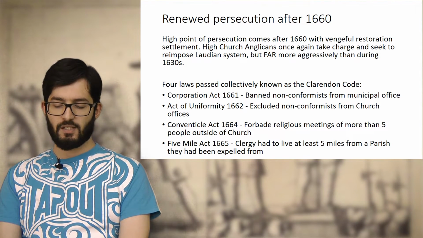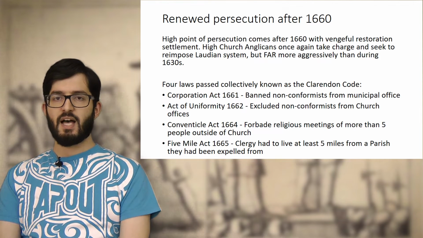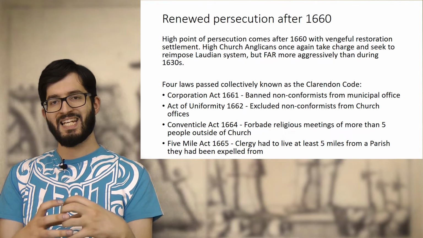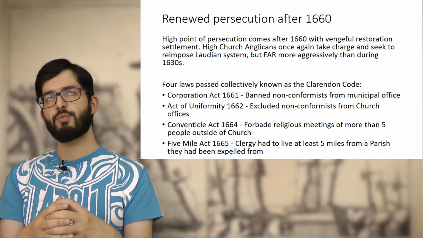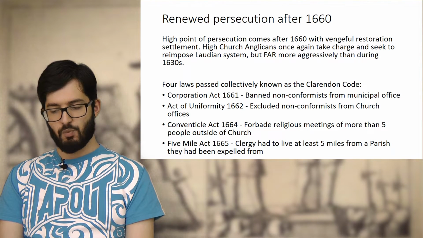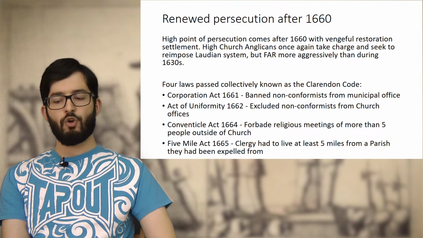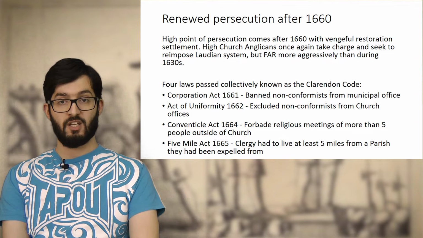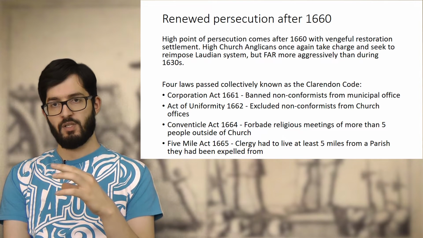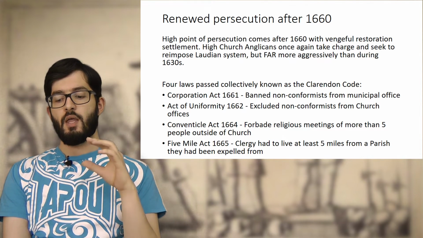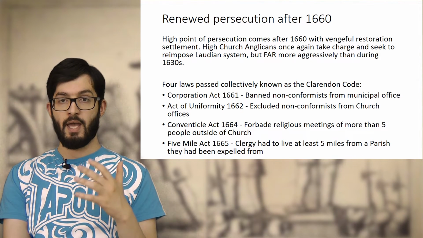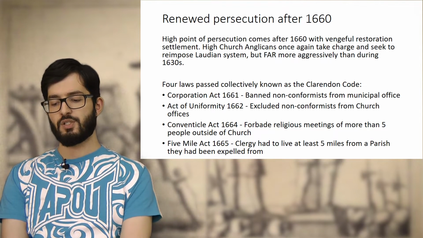And so there's 4 main acts. What you'll notice is these acts are implemented one after the other to gradually tighten the net around these non-conformist groups to give them less space to operate. So the first act is the Corporation Act of 1661, which basically bans any non-conformist from municipal office. In other words, these local borough corporations, as I mentioned beforehand, are the local governments across the country. So the Corporation Act bans a non-conformist from occupying office in these borough corporations.